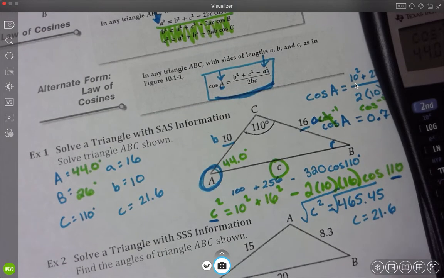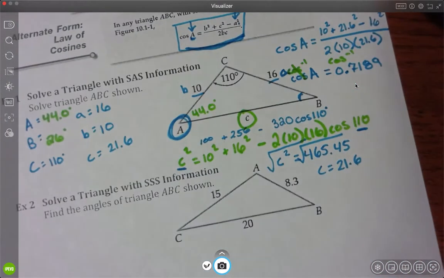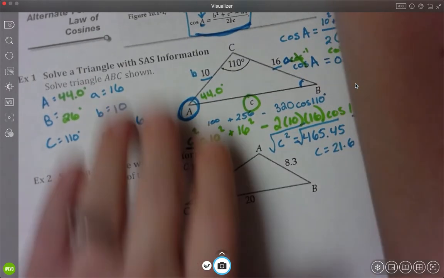All right, we'll do one more example, and then I'll stop this video and save the backside for the next video. So find the angles of triangle ABC shown below.